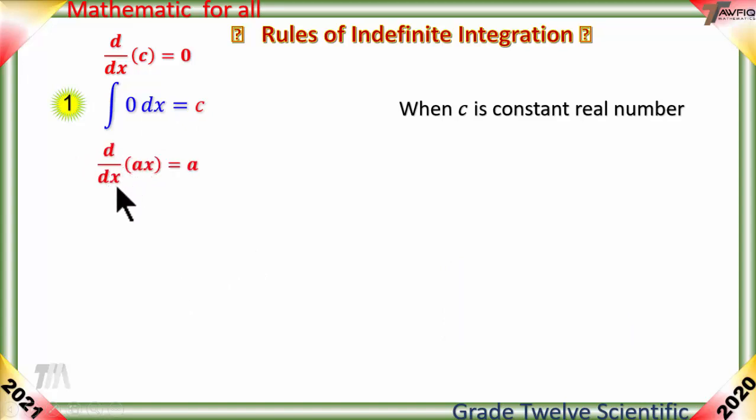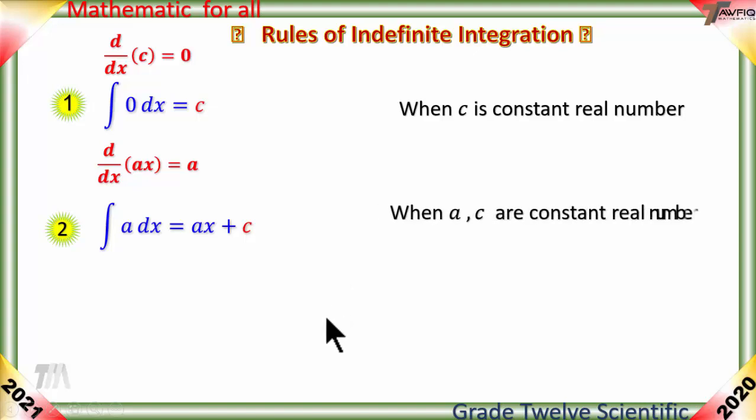d of ax over dx is equal to a, because the derivative of x is 1. So the integral of a dx, that means the integral of any constant like a dx, is equal to ax plus c. That means for any constant you can add x and plus c.